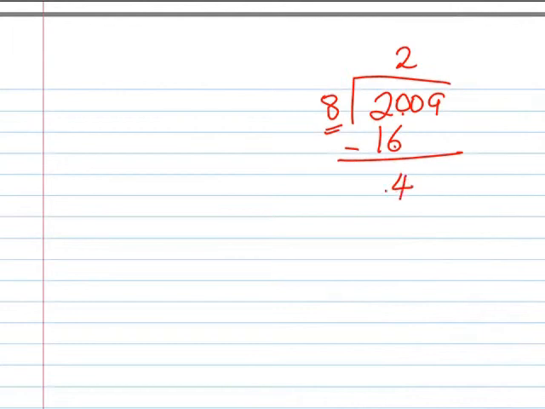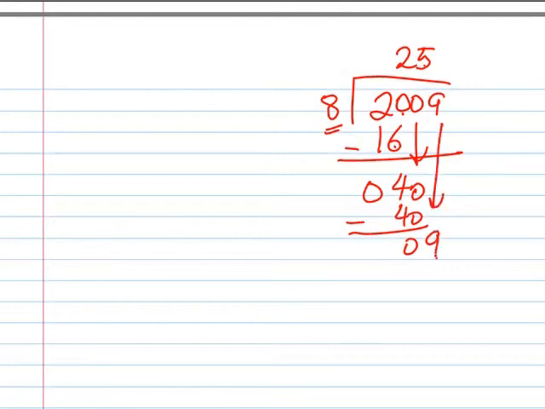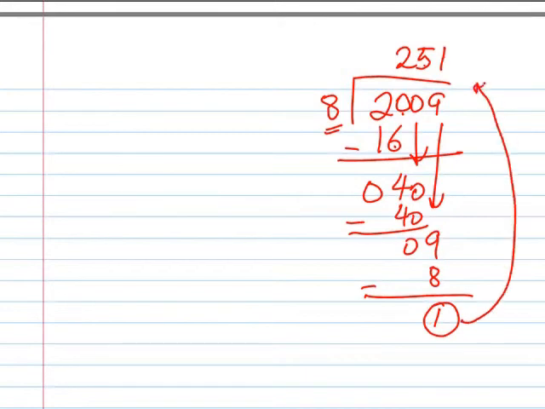Take it away. Now you bring the next one down. 9. How many 8s in 9? 1. 1 times 8. Now you don't have 0 anymore. You have 1. So you write your answer as 251, remainder 1.